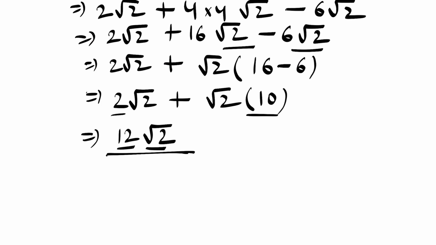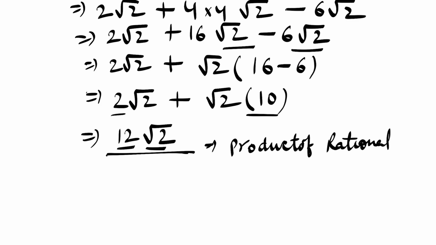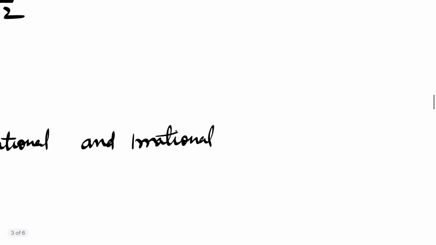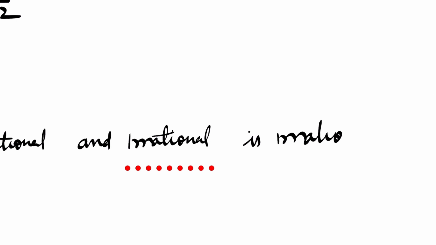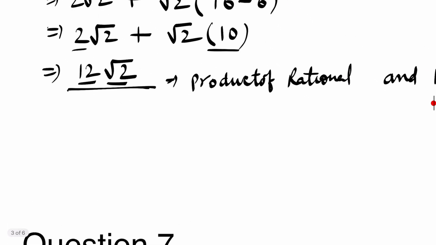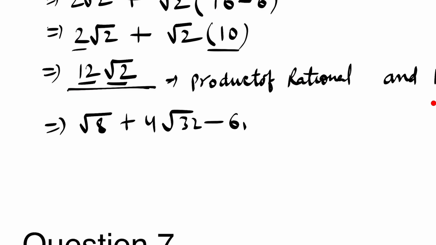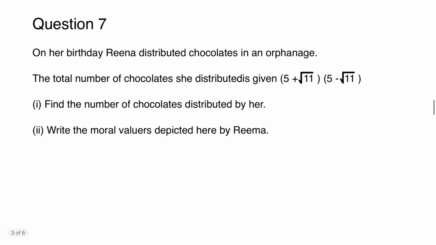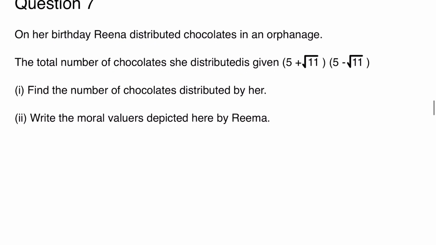The product of a rational number and an irrational number is always an irrational number. Product of rational and irrational is irrational number. Okay. So the given expression is an irrational number. So root 8 plus 4 root 32 minus 6 root 2 is an irrational number. Okay. Now the next question is, on her birthday, Reena distributed chocolate in an orphanage.